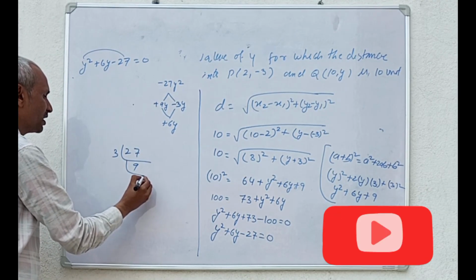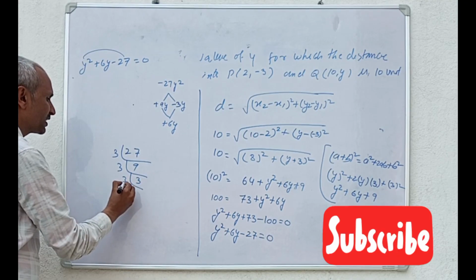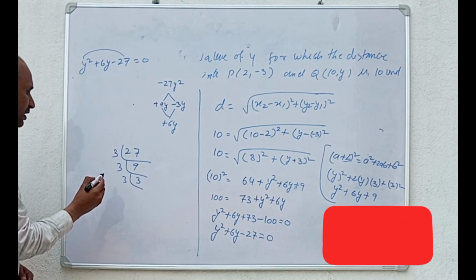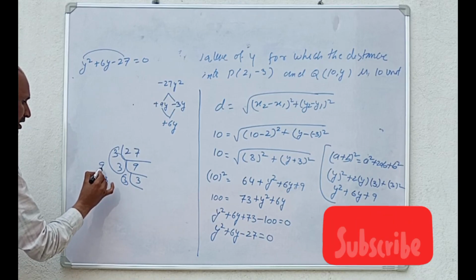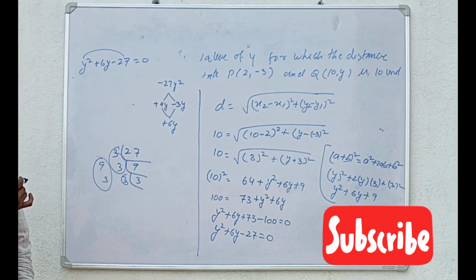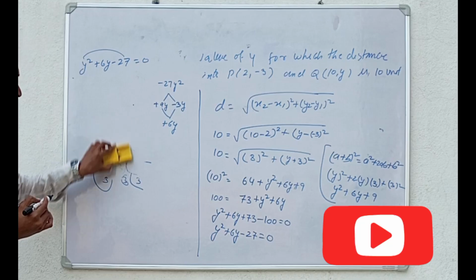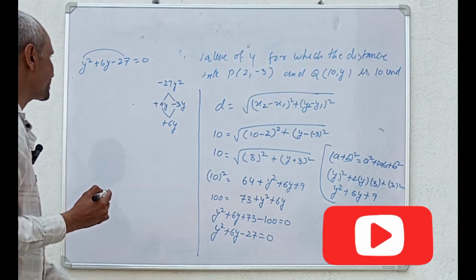3, 9, and 3, 3. So here the two numbers will come here. So this number at one time and this number 3, 3 and 9, 3. These are the two factors that will come. So now I can write it by the factorization method. I hope you understand now.